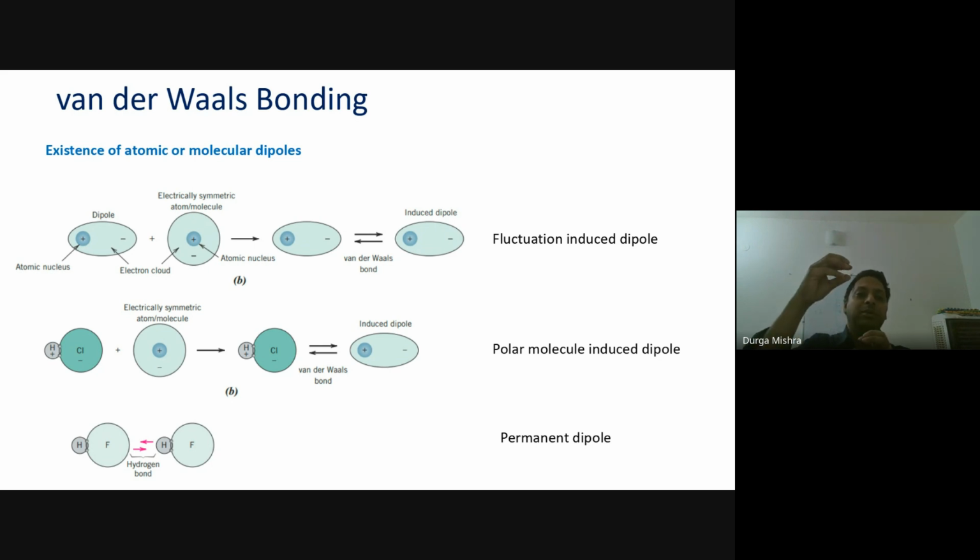The electron moves a bit far away from the nucleus, so the charge distribution becomes asymmetric, and you get a dipole. And once that dipole forms, if there is another symmetric molecule nearby, it will be influenced by that, it will also deform, and there will be a dipole formation in the neighboring molecule as well. Then these two dipoles will interact together and form the bond.